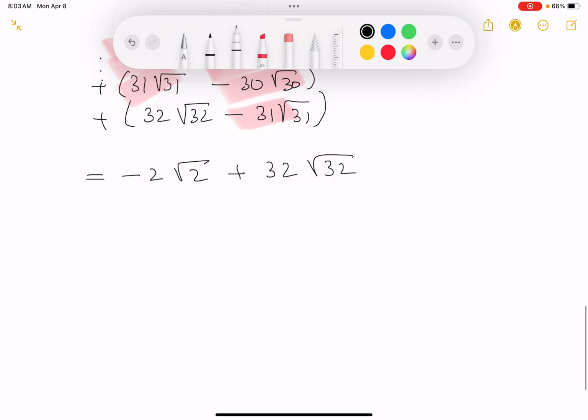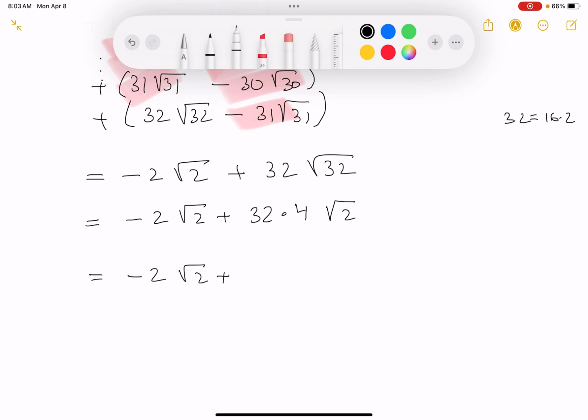All right, looks kind of crazy looking, doesn't it? So I'm going to keep simplifying it. Minus 2 root 2 plus 32 root 32. 32 is actually 16 times 2. And the square root of 16 is 4. So you get 4 root 2. All right? What do you get here? Oh, boy. Minus 2 root 2. And let's see, 4 times 32, 128 root 2. And it's going to give you 126 root 2.